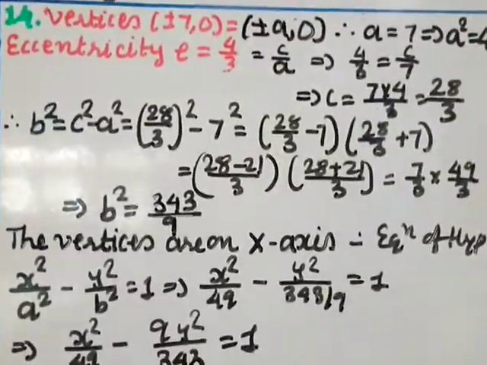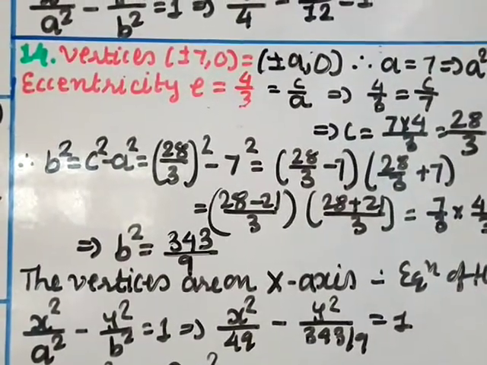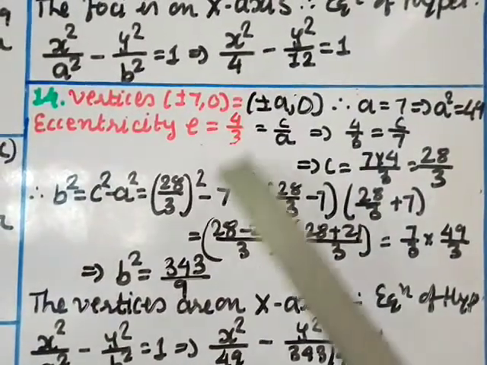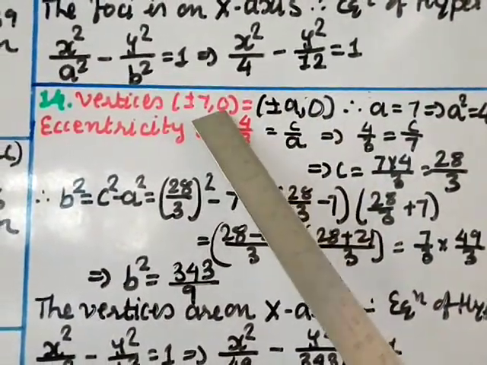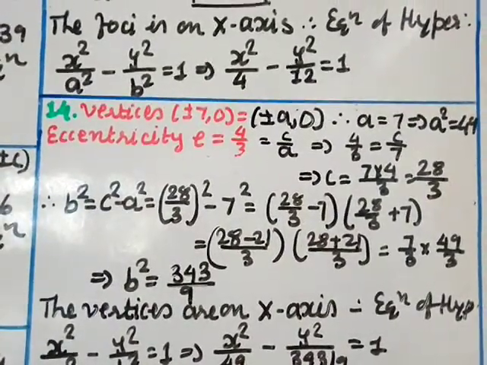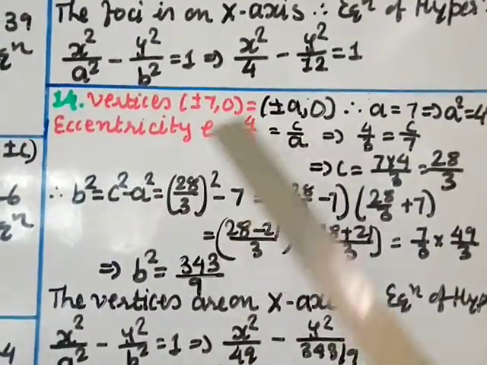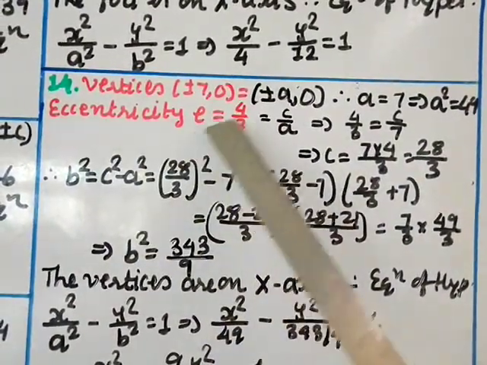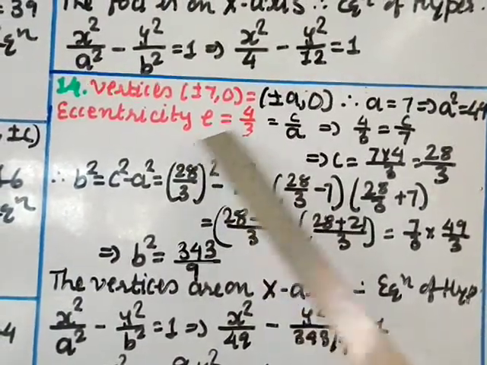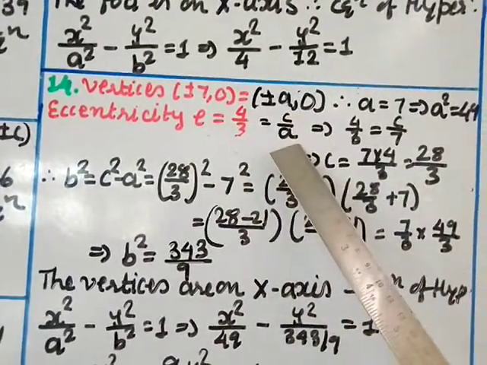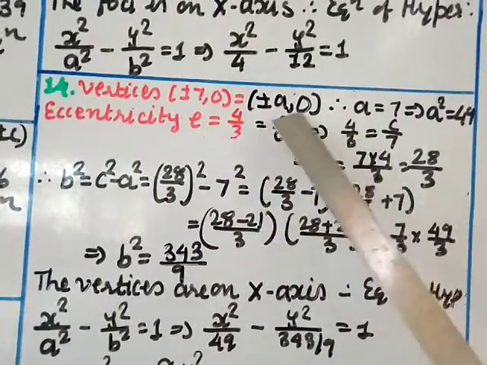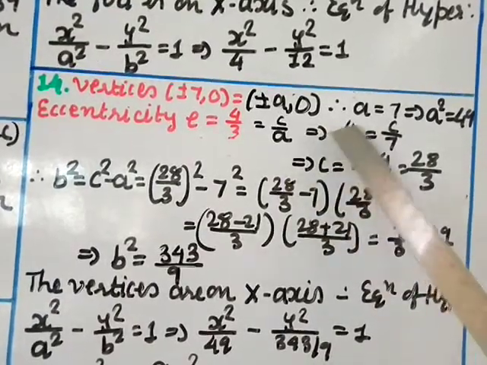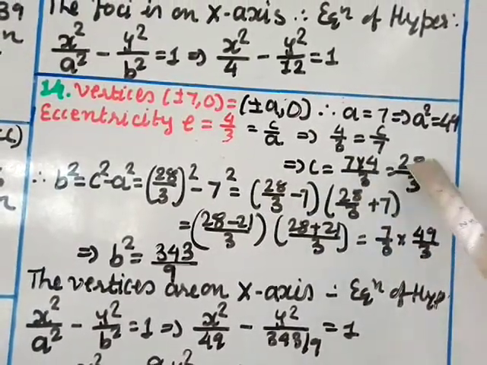Question number 14. Vertices plus or minus 7, 0 and eccentricity equal to 4 by 3. Now vertices are given as plus or minus a, 0, and here y coordinate is 0, that means the vertices are on the x-axis, okay. So from here a value is 7, if you square this, a square is equal to 49. The eccentricity equal to 4 by 3, but by formula e is equal to c by a, okay. So now 4 by 3 equal to c as it is, and a value we know that is 7. This 7 transfer over here, so c equal to 7 into 4 divided by 3. 7 into 4 is 28 by 3.